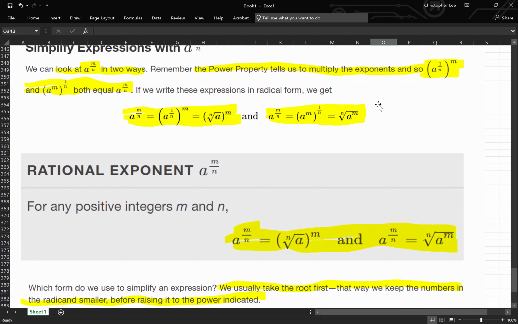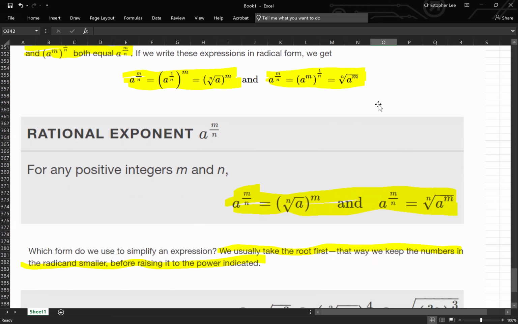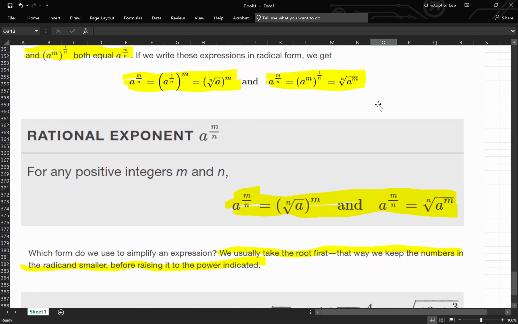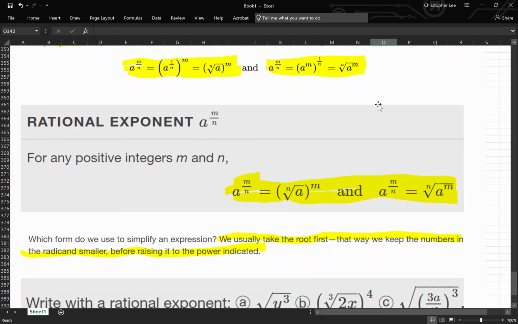This is going to help us answer our questions. This is going to be really, really good, right? So which form do we use to simplify the expression? This is key, right? We usually take the root first. That way we keep the numbers in the radicand smaller before raising it to the power indicated, right? And I got to do that because I'm not good at math, right?